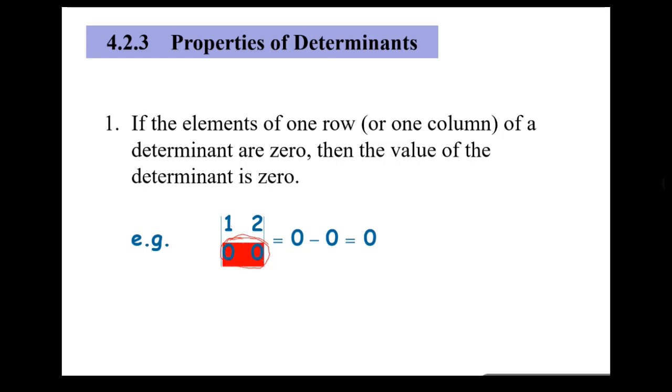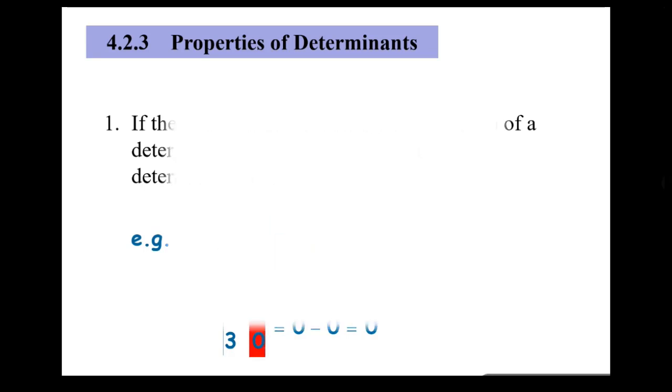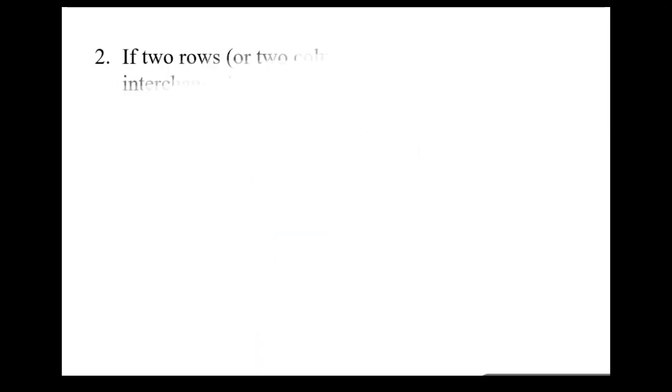Another example: the elements in the second column are 0. So when we find the determinant, it is also 0.